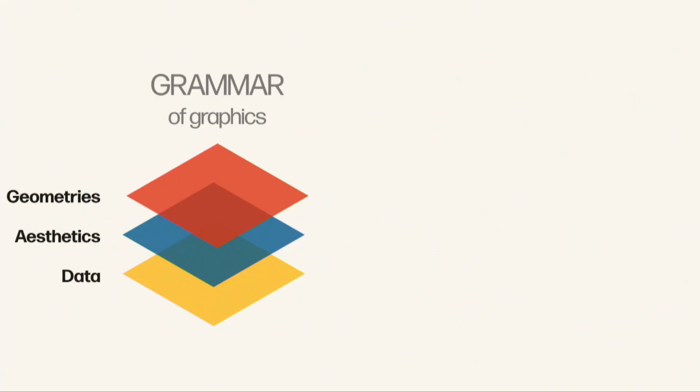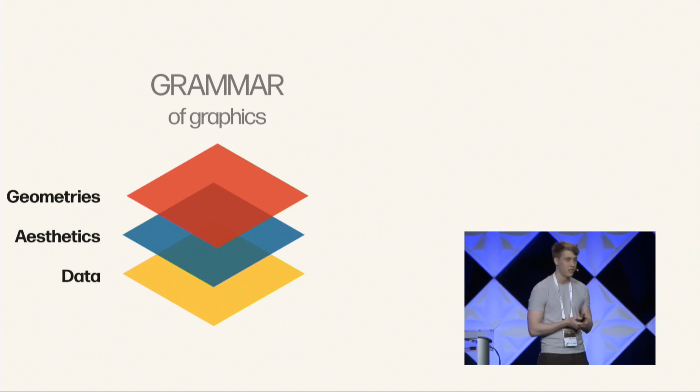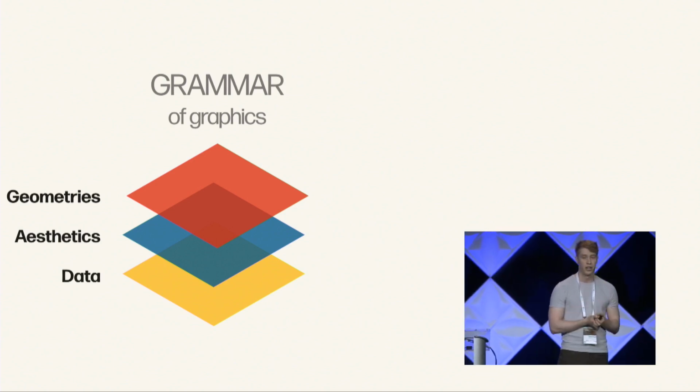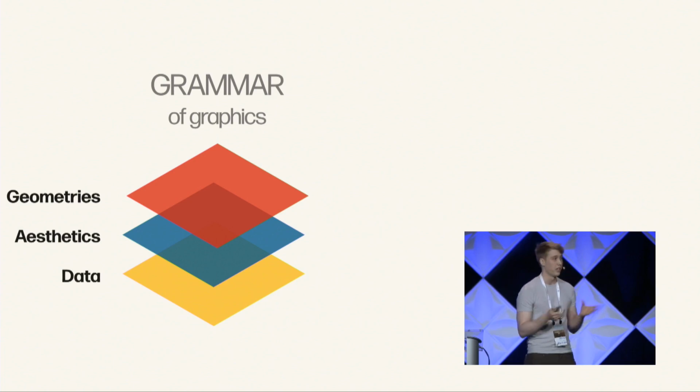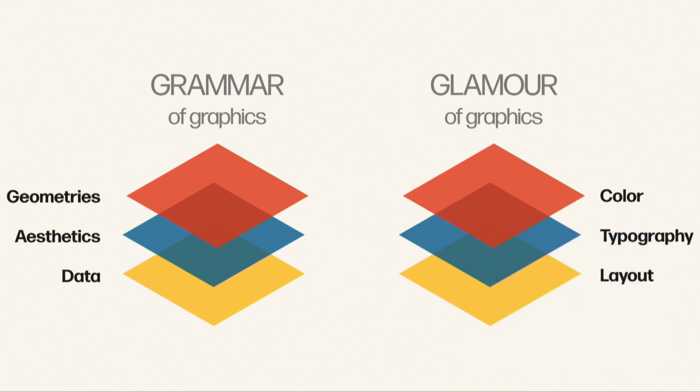So in the grammar of graphics, we have these three components of data, aesthetics, and geometries that are really the core of any chart. And I know there's more layers, but this is really the core of how to describe a chart. What I'm going to describe in the glamour of graphics is similar, but I'm going to describe three layers that you need to describe the design of a graphic, and that's the layout, the typography, and the color.